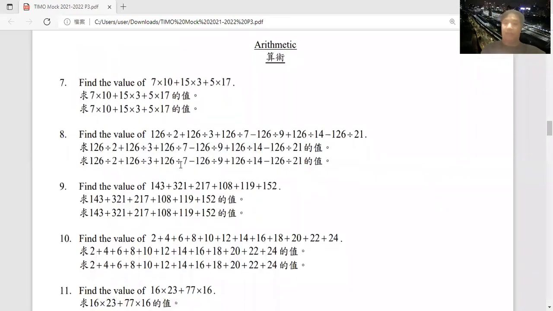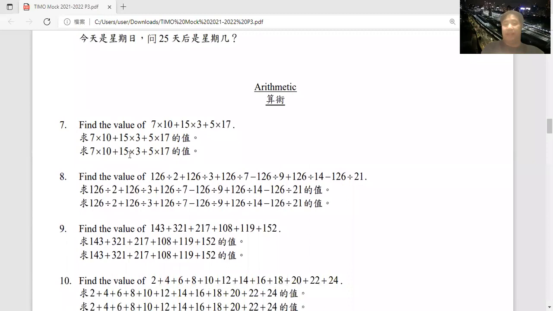Okay, next one. Now we come to the part of arithmetic. Question 11. Find the value of 7 × 10 + 15 × 3 + 5 × 17. Of course you can calculate yourself because it's very easy. It is 70 + 45 + 85, which is 200. Or if you are lazy enough, you can take out the 5 from all the parts.